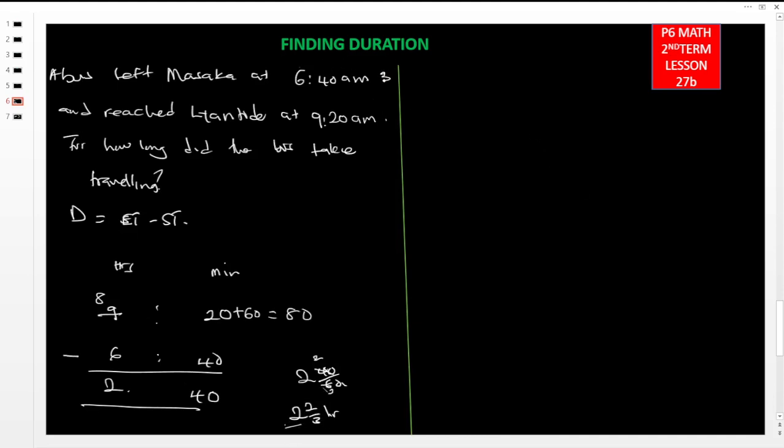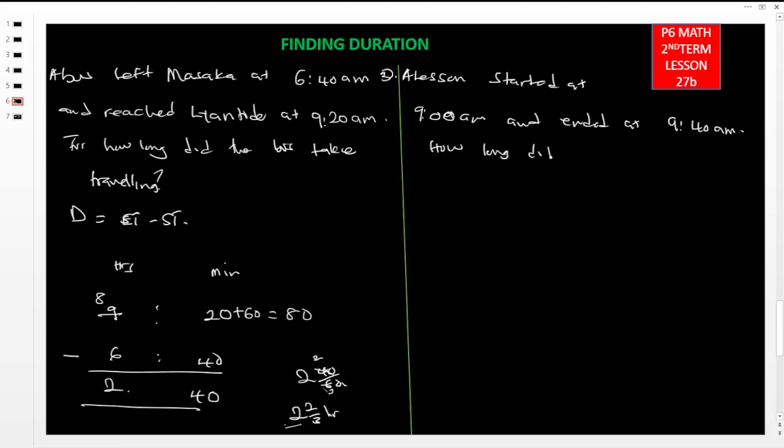Now let us look at example 3 here. They can say a lesson started at 9 a.m. and ended at 9:40 a.m. How long did the lesson last? How long did the lesson last?